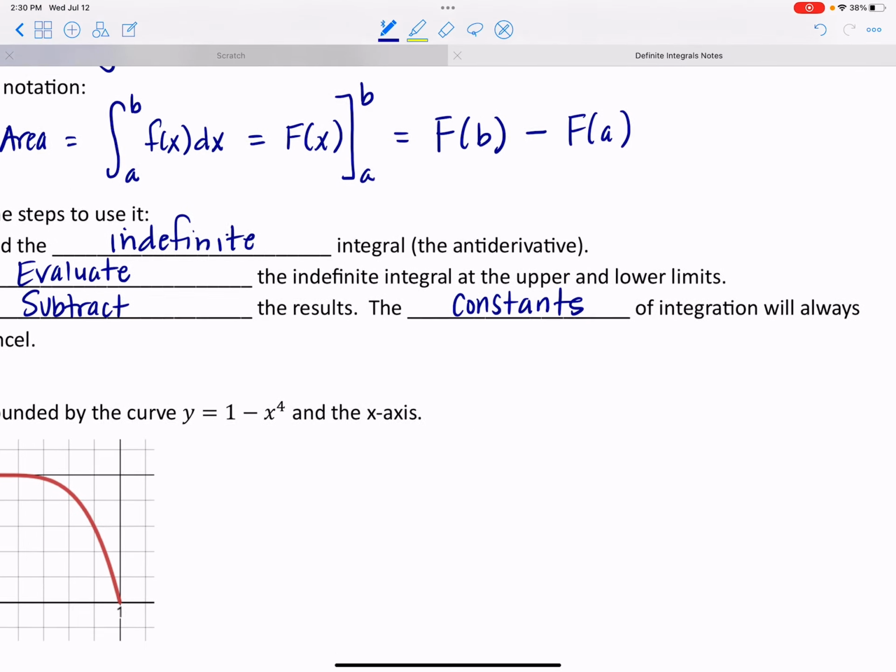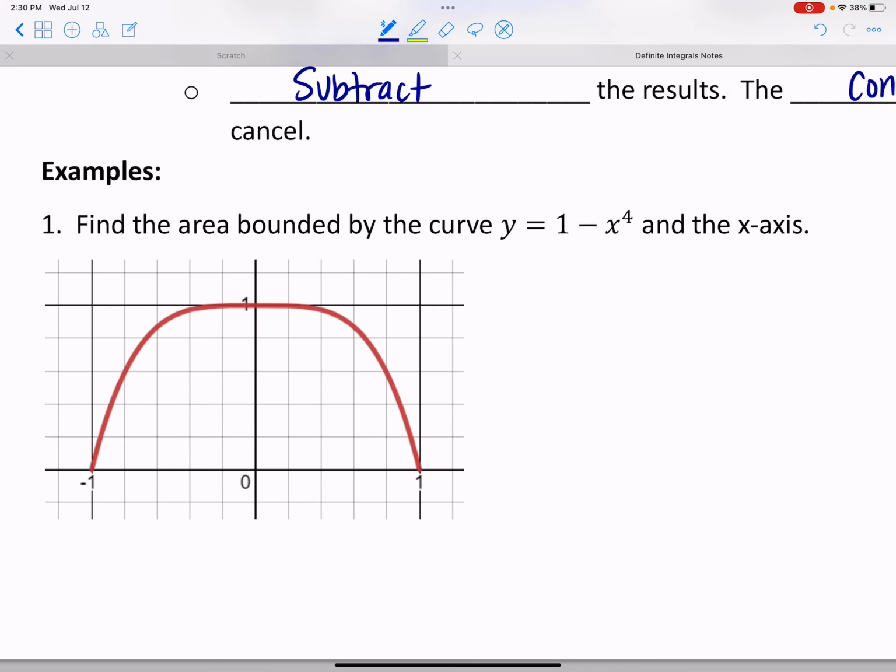Okay, so let's look at some examples. Let's try to find some definite integrals. In this one we're going to find the area that is bounded by the curve y equals 1 minus x to the 4th and the x-axis. So we have this graph. This curve right here represents y equals 1 minus x to the 4th, and we want to know the area that is bounded by that curve and the x-axis. So we are specifically looking for this area, the area bounded by that curve and that x-axis.